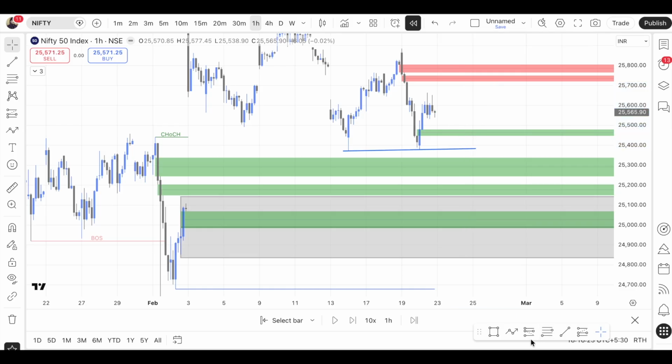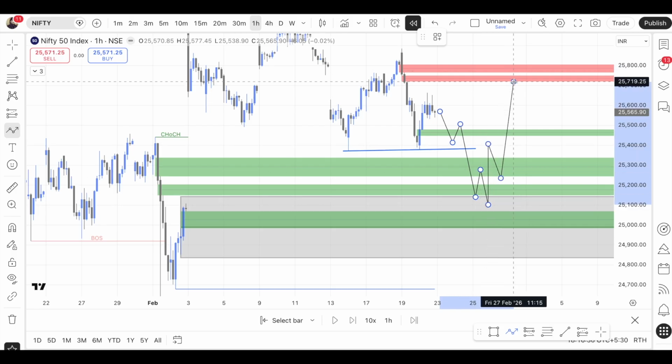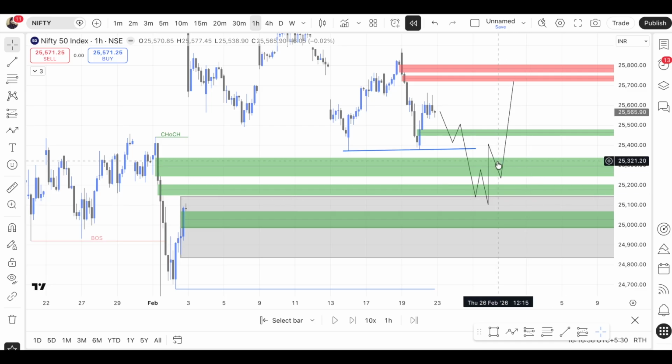But this is where we step in from an SMC concept, where what the market will do is hunt this particular liquidity, come down, and then move in your particular direction. This is how the market will generally hunt the liquidity and move.